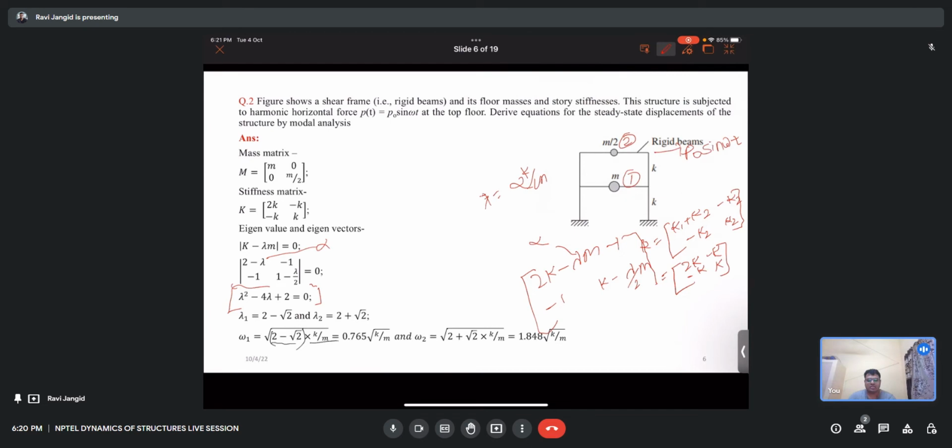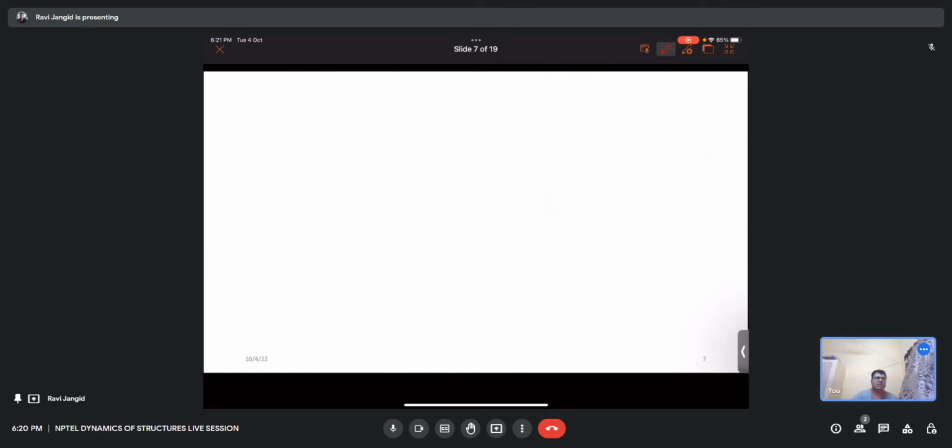K by m, and that is 0.765 square root k by m, and omega 2 is the same, where we have taken the square root of this. So omega 1 is coming out to be 0.765 square root k by m, and omega 2 is coming out 1.848 square root k by m. Okay, so now after this I will go to the mode shapes.